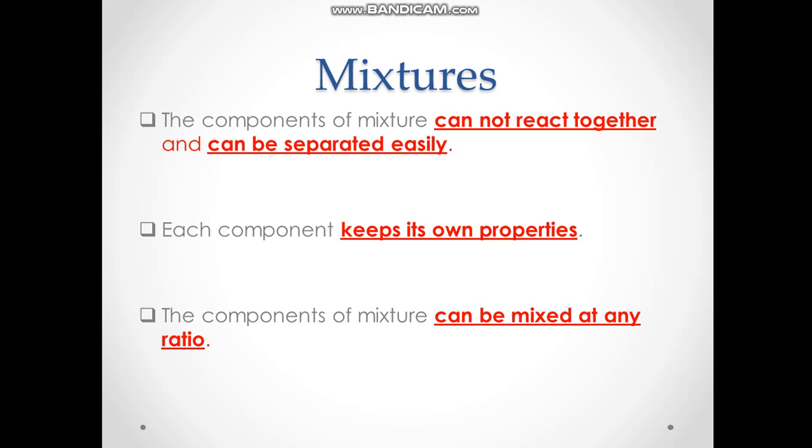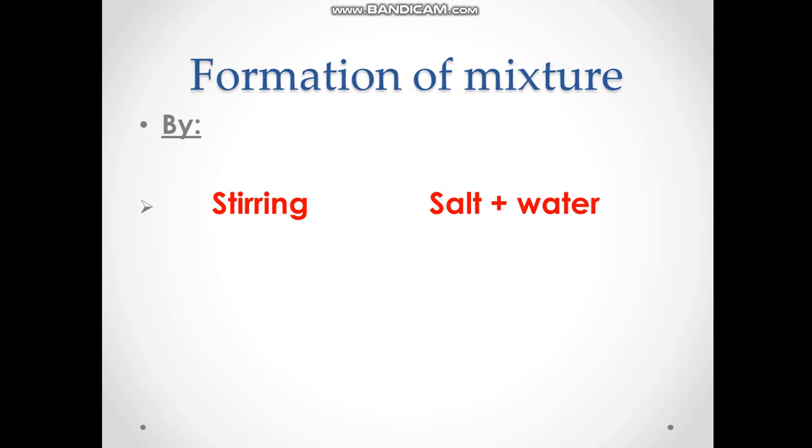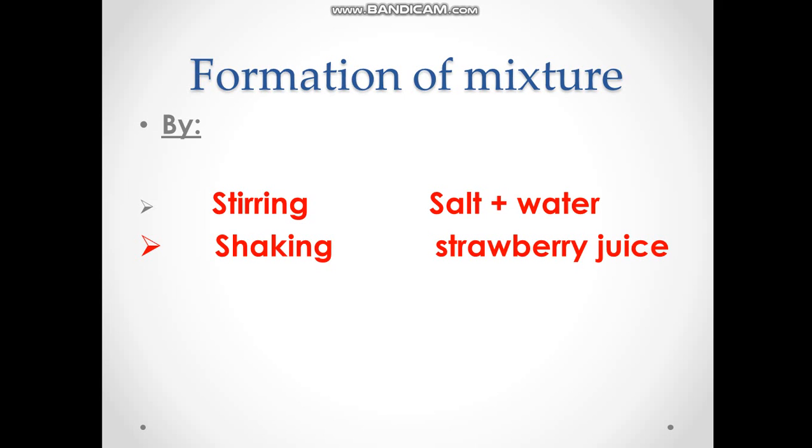Let's know how to form a mixture. There are three ways we can form a mixture: stirring, as in the mixture of salt and water, a solid-liquid mixture; shaking, as in liquid mixtures like strawberry juice; and grinding, as in a solid pepper mixture, a solid mixture. These are the three ways to form a mixture.